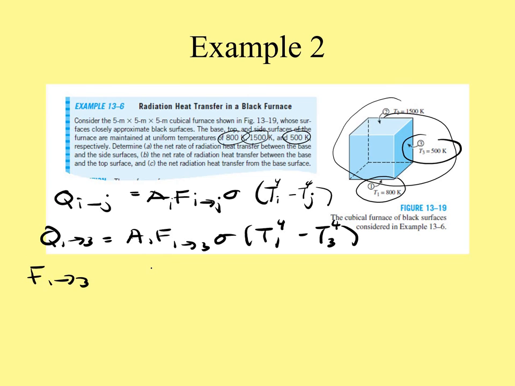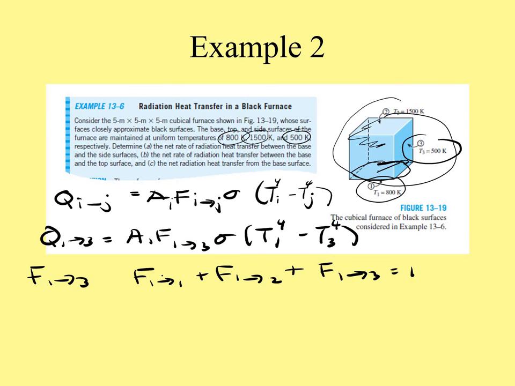The rule we can use is the summation rule, which is F1 to 1 plus F1 to 2 plus F1 to 3 equals 1. So basically from surface 1 here, we need to find the view factor that radiates from here to this surface. For F1 to 1, imagine that we don't consider the other surfaces.